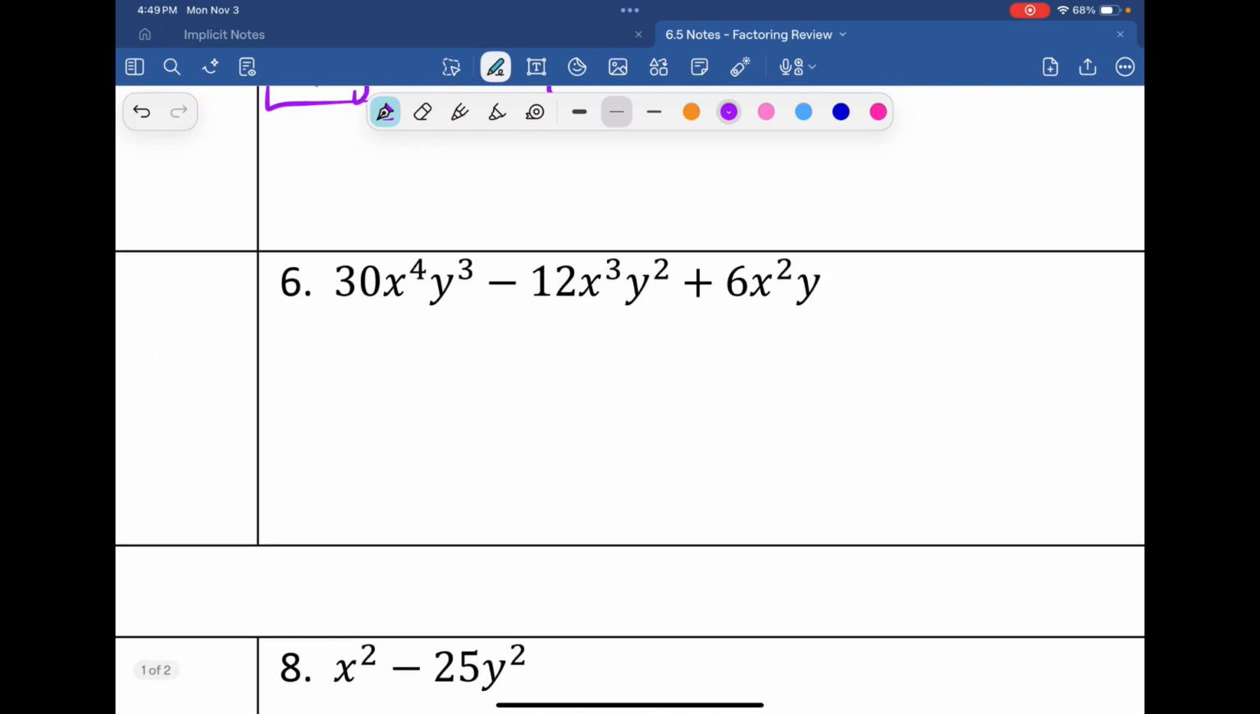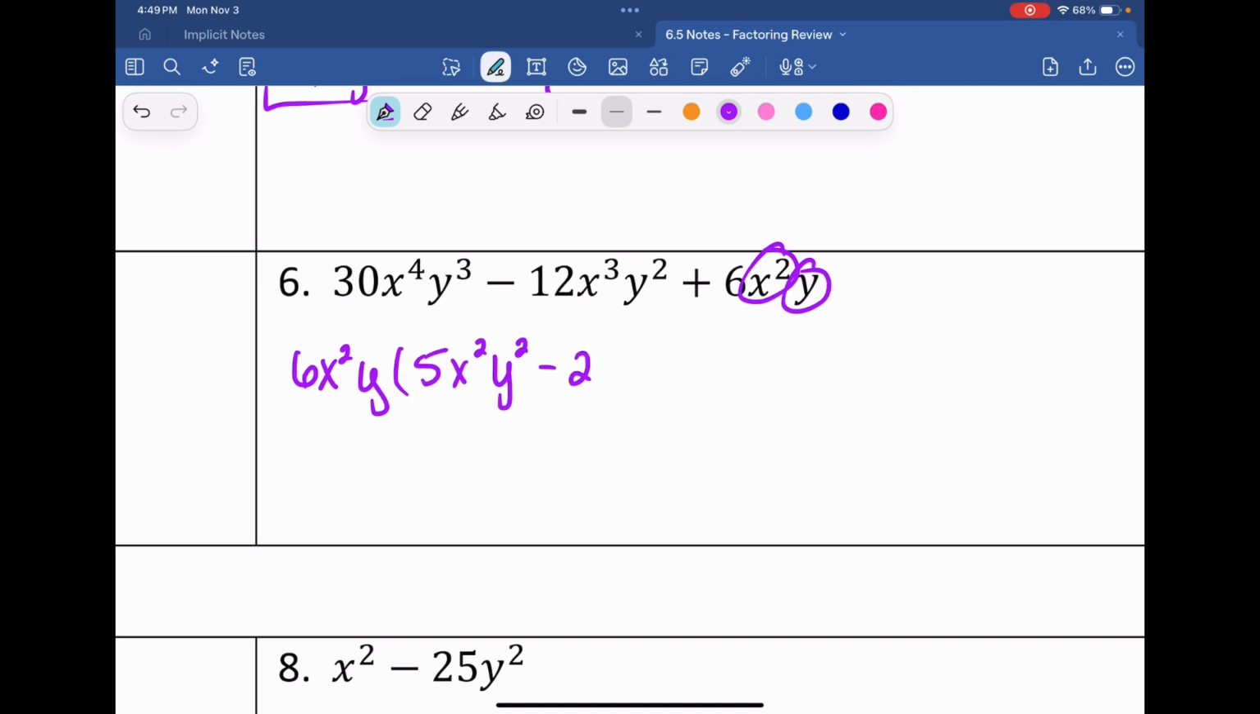So 30, 12, and 6 is 6. We have x to the 4th, x cubed, x squared, so x squared. Y cubed, y squared, y, so y. 30 by 6 is 5. X to the 4th by x squared is x squared. Y cubed by y is y squared. 12 by 6 is 2. X cubed by x squared is x. Y squared by y is y.